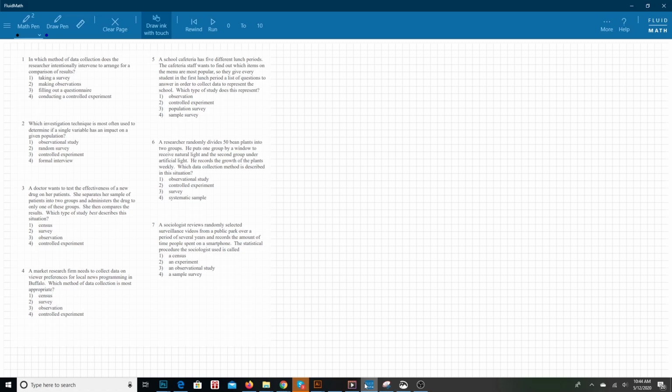3, a doctor wants to test the effectiveness of a new drug on her patients. She separates her sample of patients into 2 groups and administers the drug to only one of these groups. She then compares the results. Which type of study best describes the situation? Again, as you can see, guys, this is exactly the definition of a controlled experiment. So this one is, again, a controlled experiment.